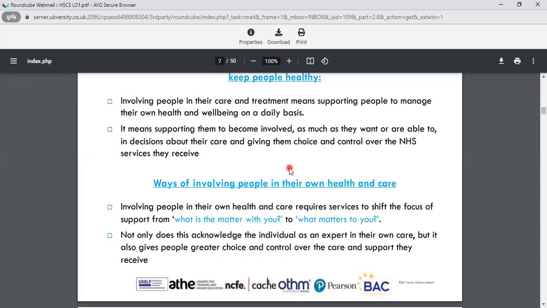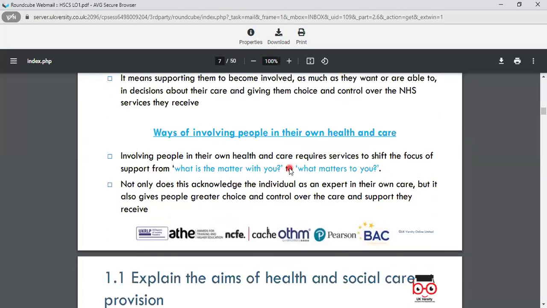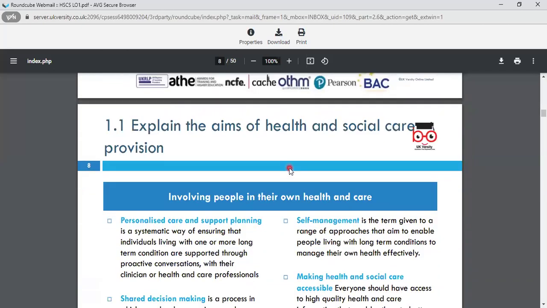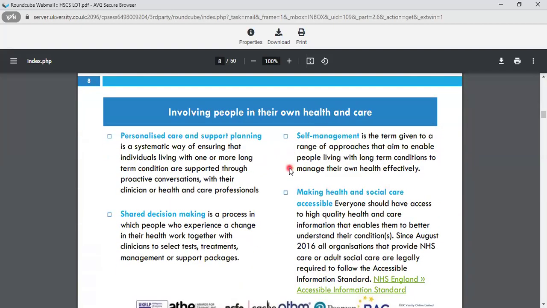This acknowledges the individual as an expert in their own care, and it also gives people a greater choice and control over the care and support that they receive. So placing people's health in their own hands, they're responsible to a great extent for their own health. So personalized care and support planning is a systematic way for people suffering from one or more long-term conditions to be supported through proactive conversations with their clinician or health and care professionals.